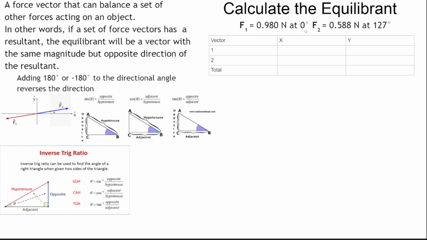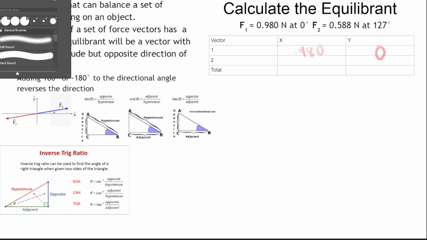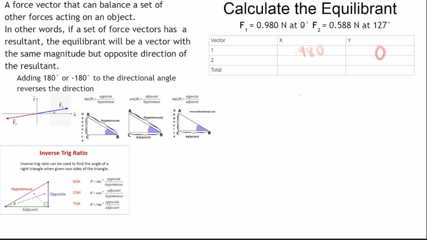Obviously, since we have 0 degrees here, all of this is the x value, so 0.980, and then the y value is going to be 0 because it's directly going across. It's simple enough. Okay, and now we're going to look at the second one.